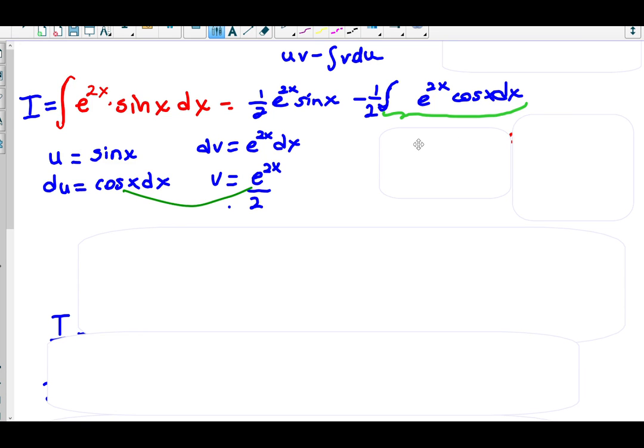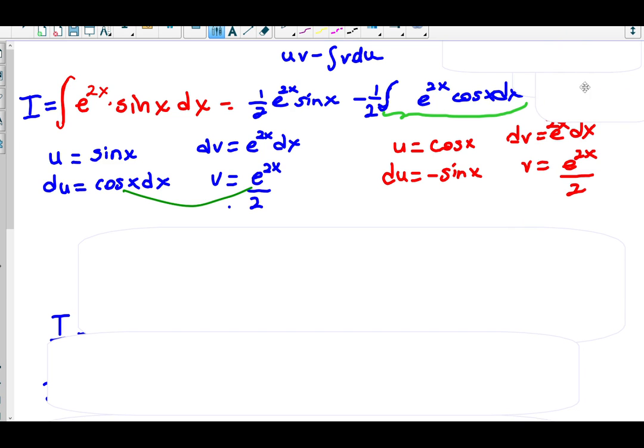So we're going to use integration by parts again. Let u be cosine x and dv be e to the 2x dx. Once again, from u to du we differentiate, and you get negative sine x dx. And from dv to v we anti-differentiate, and you get e to the 2x over 2 for your v. So once again, we're going to use the integration by parts formula. The first piece from the previous line will remain the same. Minus 1/2 will remain there.